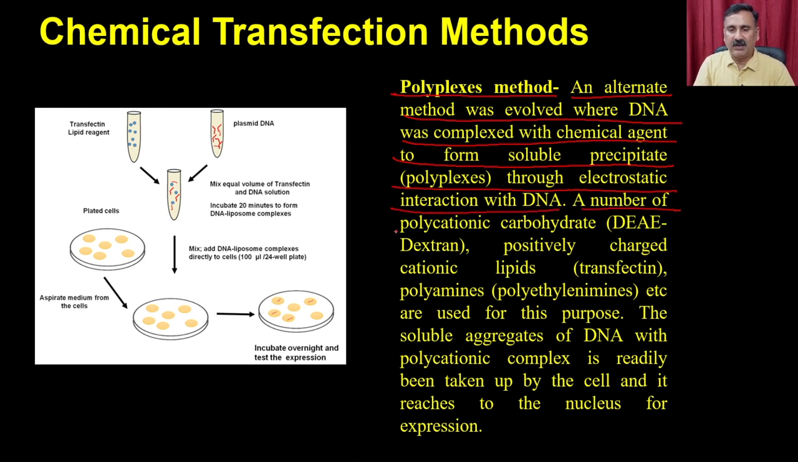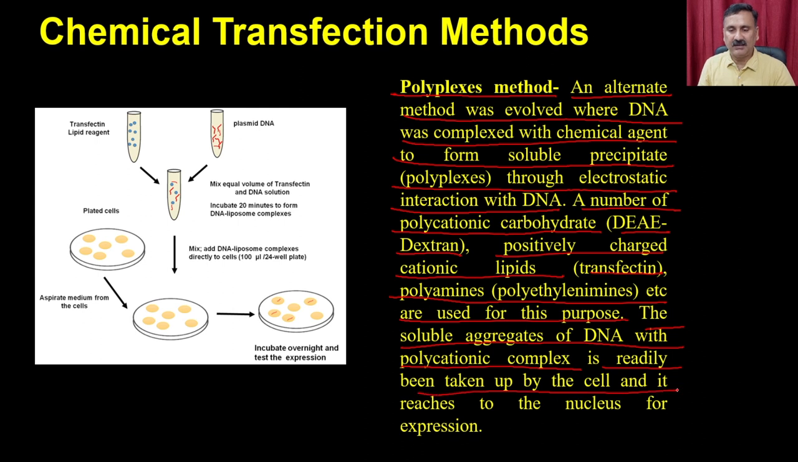A number of polycationic carbohydrates such as DEAE dextran, positively charged cationic lipids such as transfectin, or polyamines, etc., are being used for this purpose. The soluble aggregates of the DNA with the polycationic complex are readily taken up by the cell and reach the nucleus for the expression.